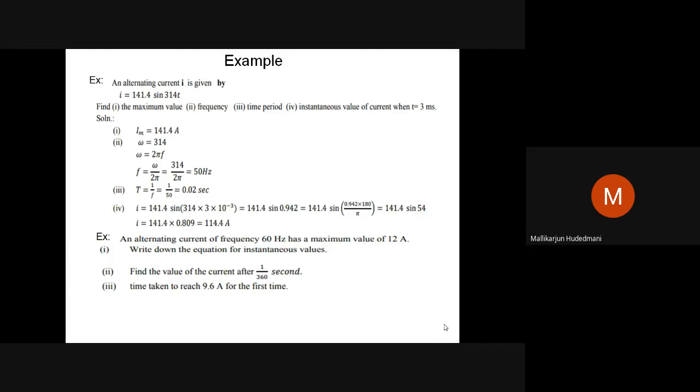This was a problem we began in the last class: an alternating current of frequency 60 Hertz has a maximum value of 12 ampere. Write down the equation for the instantaneous values. Find the value of current after 1 by 360th second and the time taken to reach 9.6 ampere the first time. And here I added additional things: first time, after the positive max, negative first time, negative after the negative max. We initiated four case studies and discussed them in the earlier class.